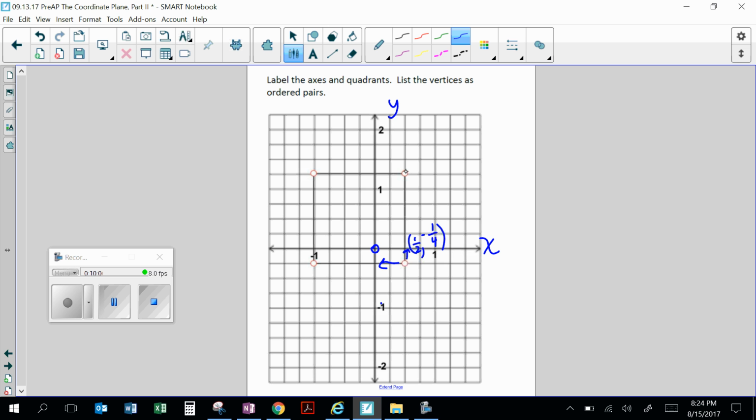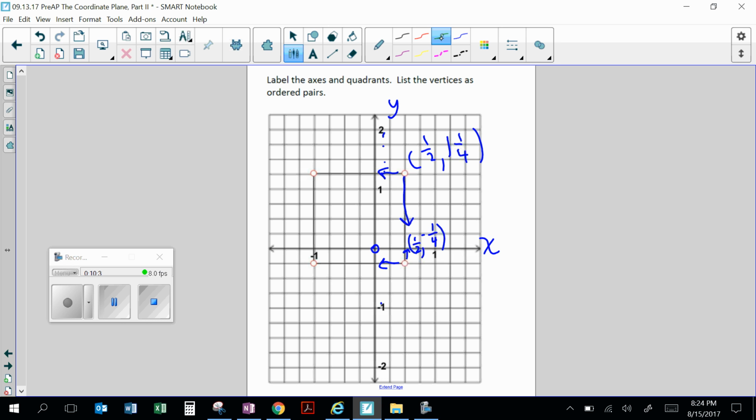Let's label this one. Let's find the coordinates of this ordered pair. So it's halfway of 0, 1, so right here. And this one is divided into fourths again. So this is 1 divided into 4. This is the first fourth, 1 and 1/4.